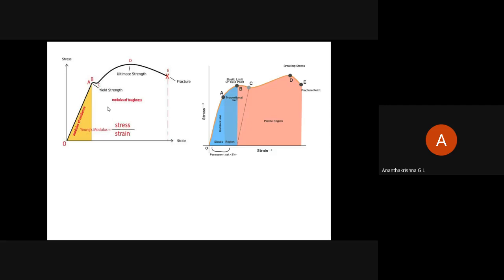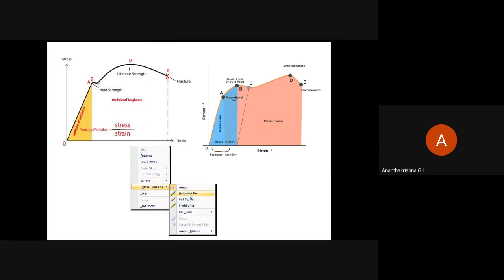Correct? Mithun, what is this part that is typed here? Sir, modulus of toughness. Modulus of toughness. This is modulus of resilience. Again, coming to this stress strain diagram, what is indicated here in the pink color? Elastic region. This is the blue color? Plastic region. So coming back to this diagram, this is modulus of toughness, and this is resilience.